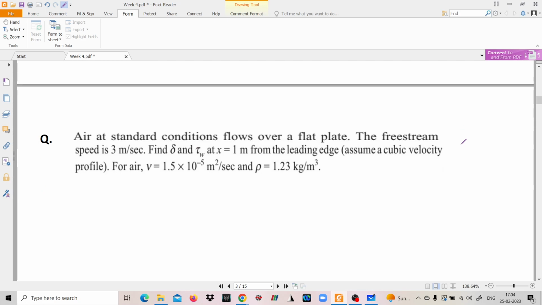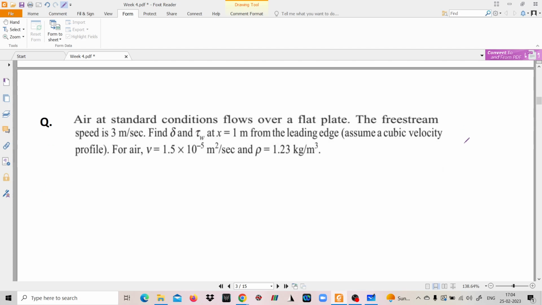This problem is a very interesting problem. See, air at standard conditions. So the flowing fluid is air, and it flows over a flat plate. The free stream speed is 3 meter per second, that is u infinity.